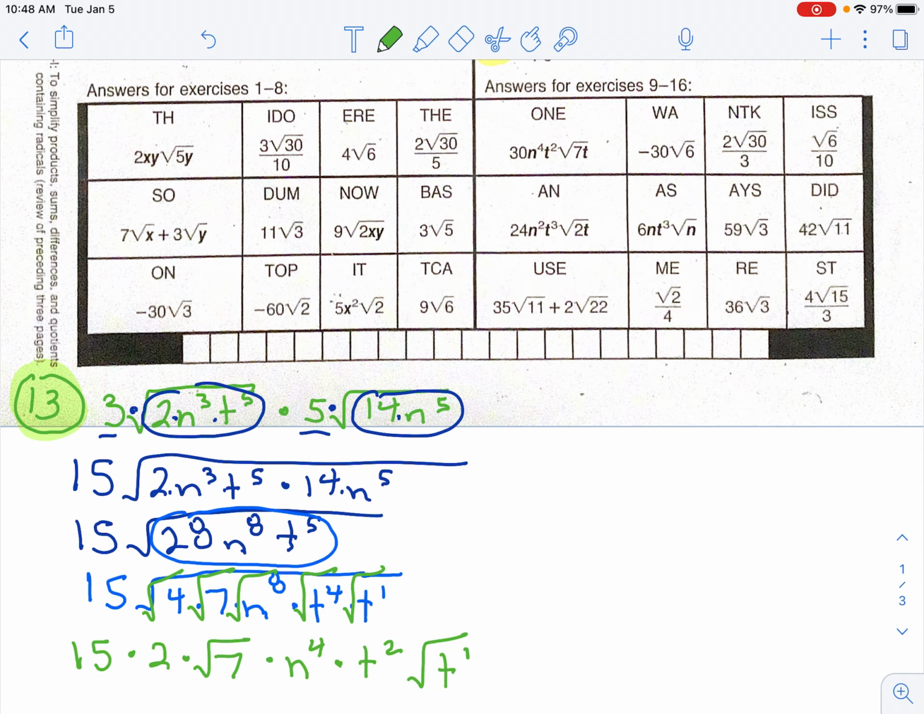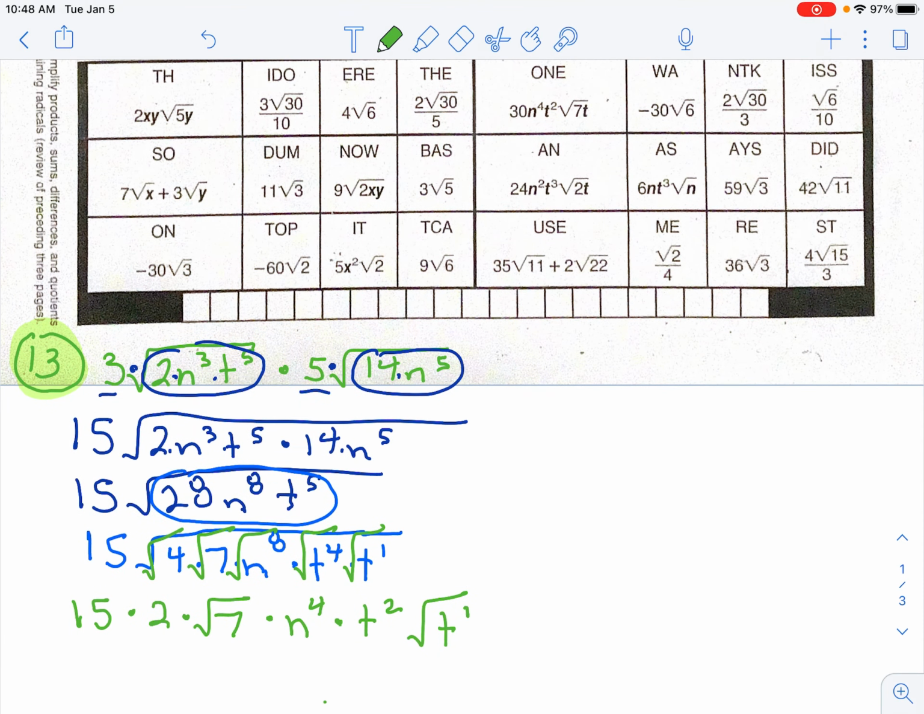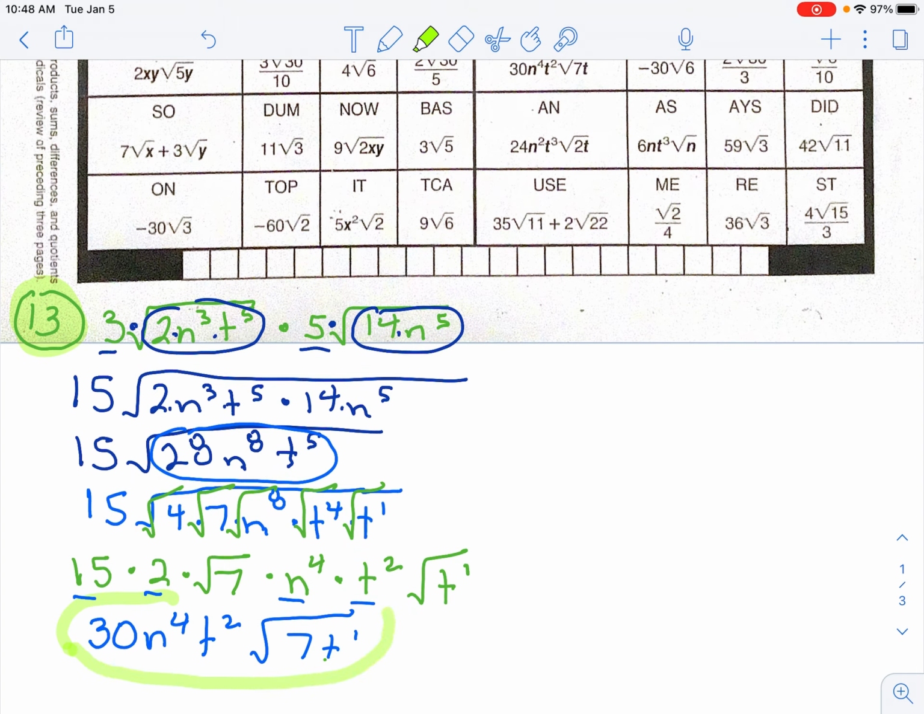So now I have gotten rid of all the perfect squares that are underneath the radical. And so I multiply all of the things that are outside the radical together. That gives me 30 n to the 4th, t to the 2nd, and I multiply all the things that are under the radical back together under the radical. So that gives me a final answer of 30 n to the 4th, t to the 2nd, times the square root of 7t to the 1st. And of course, you don't need that one variable there.